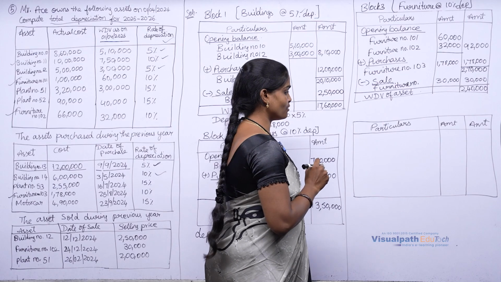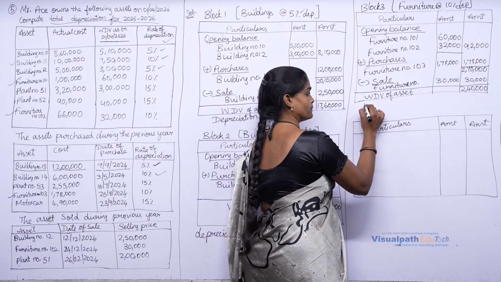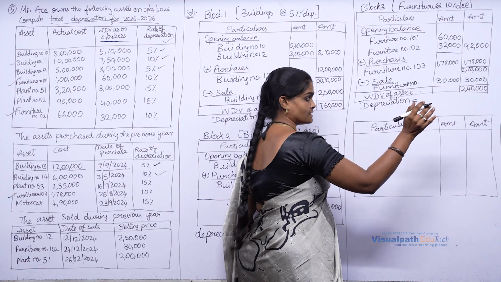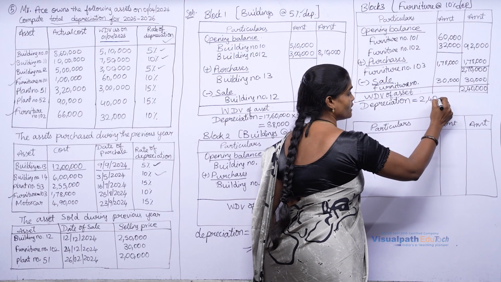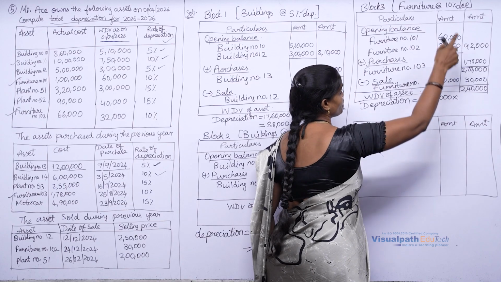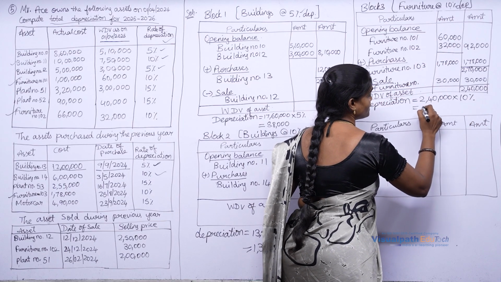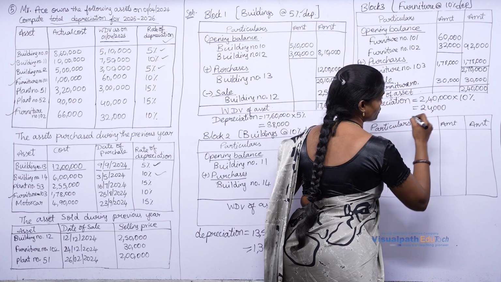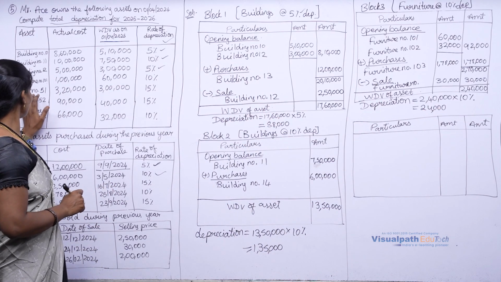2,40,000. Now we will calculate depreciation for this block of asset. Depreciation is equal to written down value into rate of depreciation. 2,40,000 into rate of depreciation for this block, which is 10%. You will get 24,000. Clear?